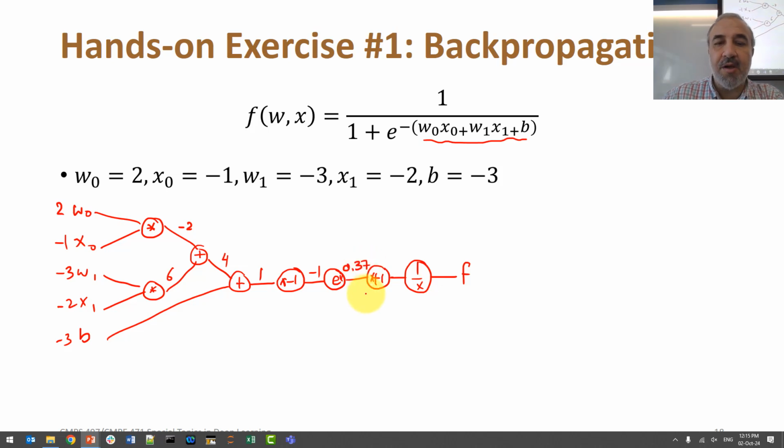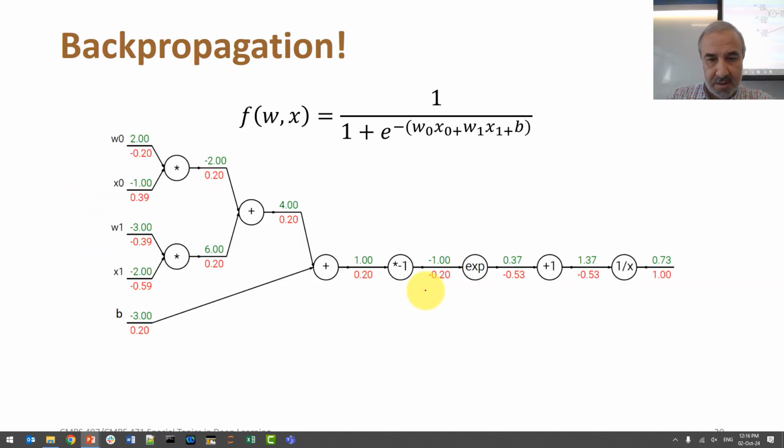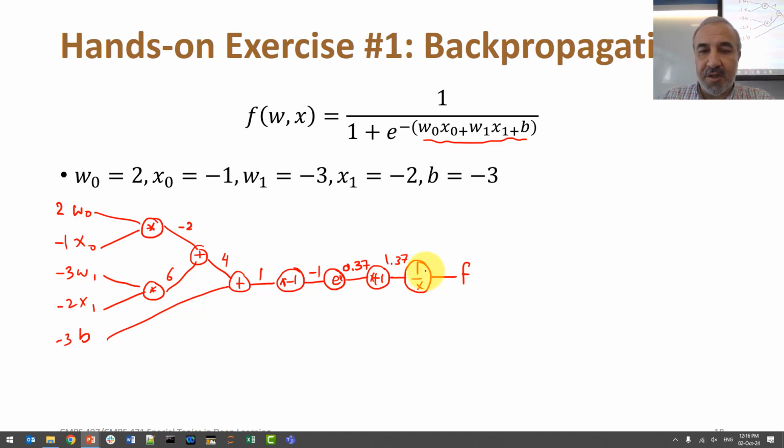0.037. Okay. And then this is x plus 1. This is 1.37, right? And then 1 over x. There's something wrong here. Is it correct? Is anyone following? Okay. And 1 over 1.37 is, I think there's something wrong here. No, there's something wrong. Is this correct? Okay, very good. That's 0.73. Okay, so that's the forward pass, right?